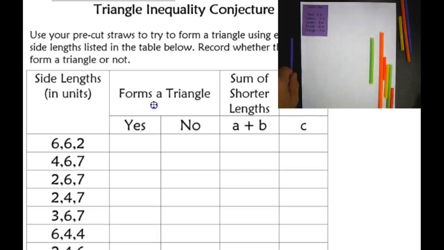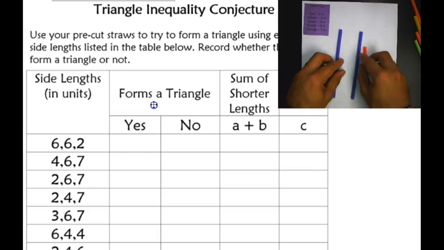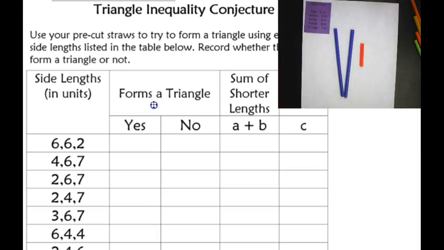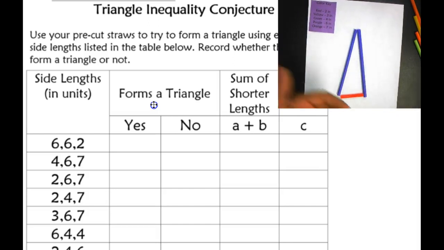Let's find out. So 6, 6, and 2, I got a purple and a red. Just by looking at these 3 side lengths, you're going to tell me whether you think it can make a triangle, or whether it can't. If you think these 3 can make a triangle, say bet. If you don't think they can make a triangle, say nah. Okay, there you go, got one. So let's see if they make a triangle. It makes a triangle. Look at that. So bet was right.